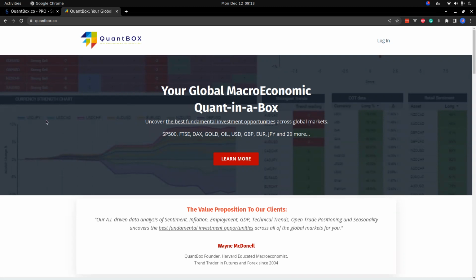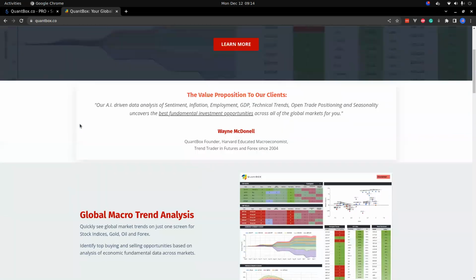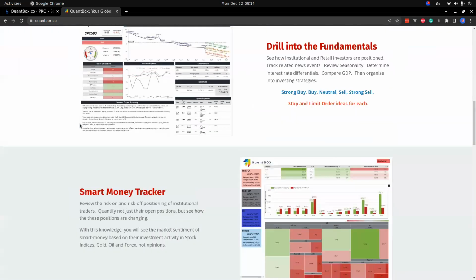All right, so what is Quant-in-a-Box Daily? Quant-in-a-Box Daily is a session where we go through fundamental and technical analysis across a number of currency pairs in the foreign exchange market, thanks to our nifty tool, Quant-in-a-Box. What is Quant-in-a-Box? Your global macroeconomic quant in a box. It's an amazing tool that gives you a number of quantitative and fundamental analysis tools, which puts you in the driving seat and helps you make much better trading decisions. It's beautiful. It's got a number of tools we'll go through in a second.